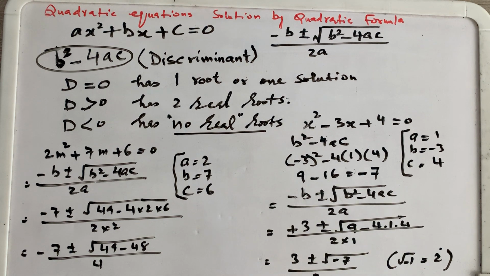If d is equal to 0, the quadratic equation has one root or one solution. If d is greater than 0, it has two real roots or two solutions. If d is less than 0, it has no real roots, but there are imaginary roots, as we did in this example, x square minus 3x plus 4. We have two roots, but they are imaginary roots.